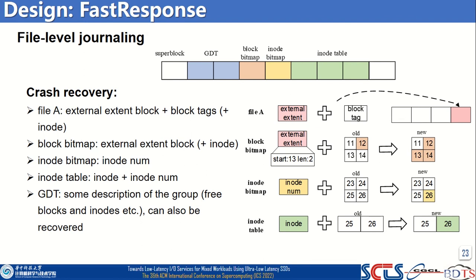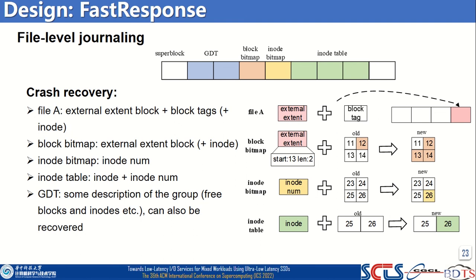We focus on describing the crash recovery of the F transactions. The crash recovery module scans the F journal area and replays the valid F transactions in order. As shown in the figure, the recovery of the F transaction is redone as follows. File A can be recovered using the external extent block and the block tags. Dirty metadata blocks can be written to the right location in the device. Block bitmap can be recovered using the external extent block as shown in the figure.